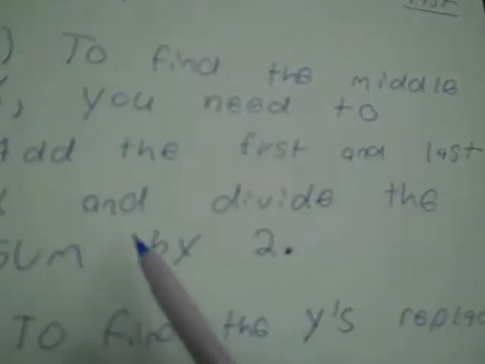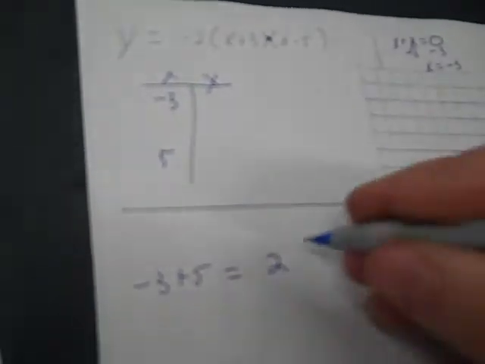So how are we going to get that middle x? To find the middle x, you need to add the first and last x and divide the sum by 2. So I take negative 3 plus 5, and that equals 2. Then I divide by 2, so that's 1. There's your middle.